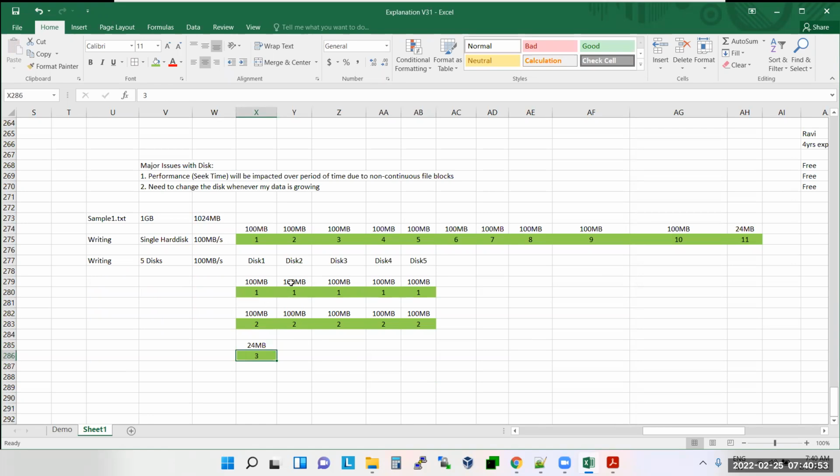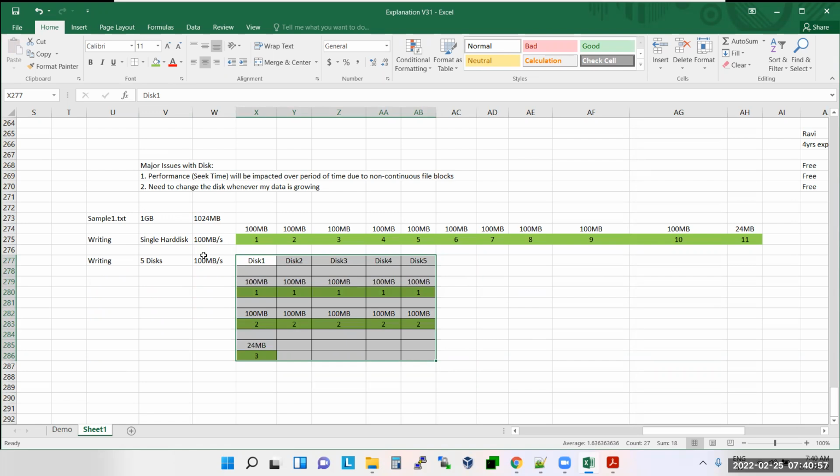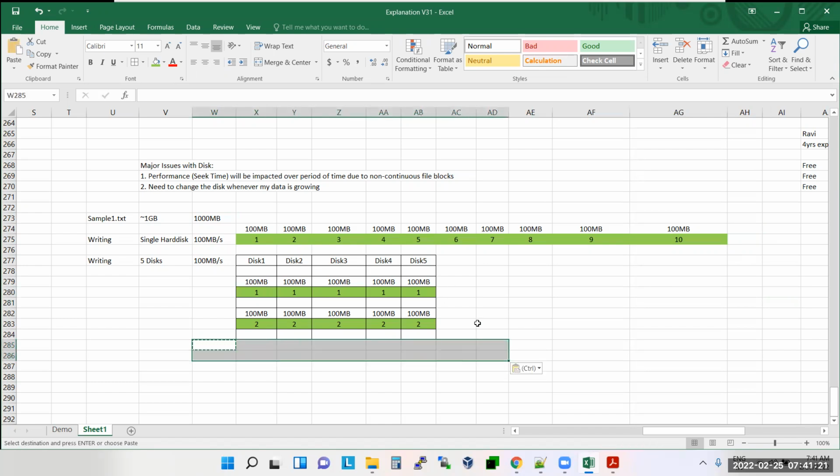Overall, how much time is it taking altogether? Take 1000 MB, nearly a 1 GB file. With a single disk it is taking 10 seconds, and here it is taking 2 seconds.